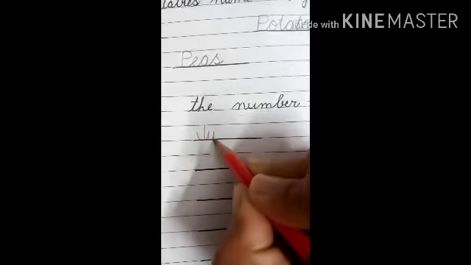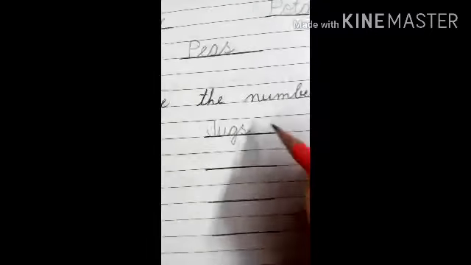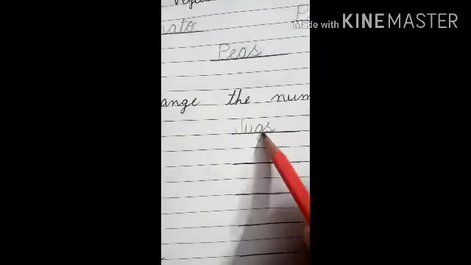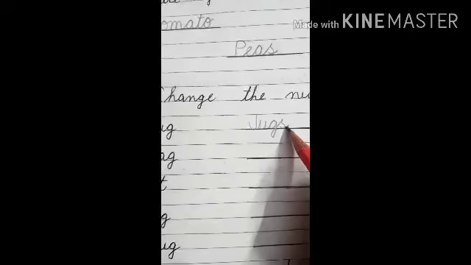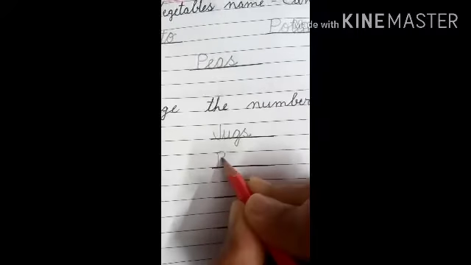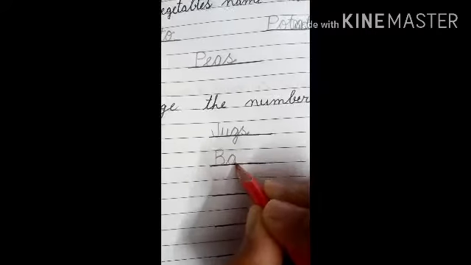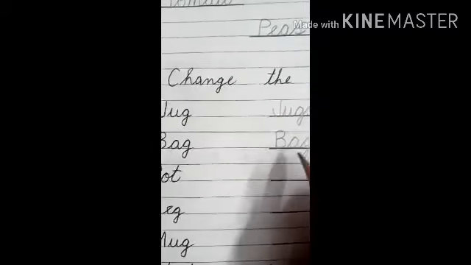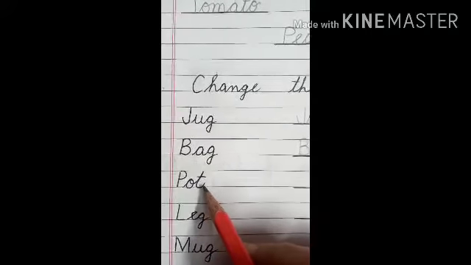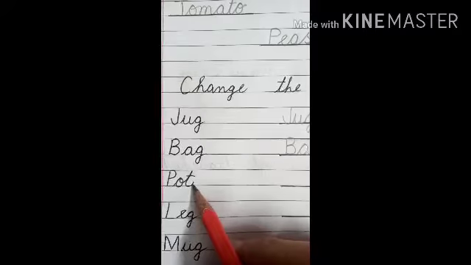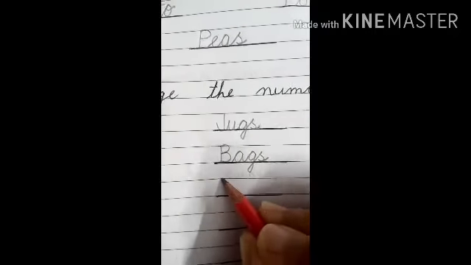J-U-G-S. When we change one thing to many things, then we add S at the end of the word. Jug, one jug. Jugs, many jugs. Bag, one bag. Bags, many bags. B-A-G-S, bags. It means many bags. When we talk about many things, then we add S at the end of the word. And this is a pot. Only one pot. Now we will change its number. Pots. Then we add S at the end of the word.